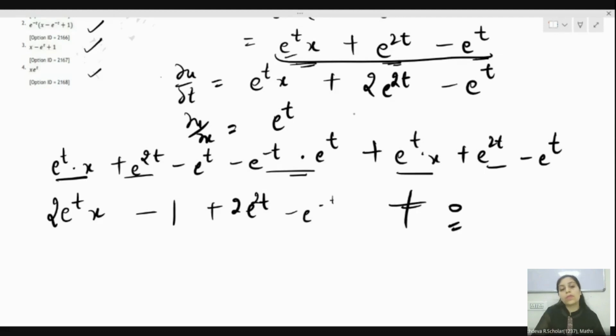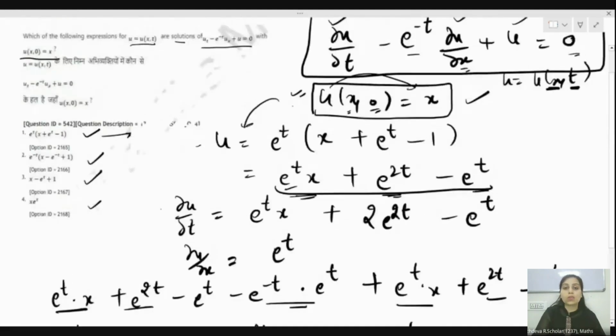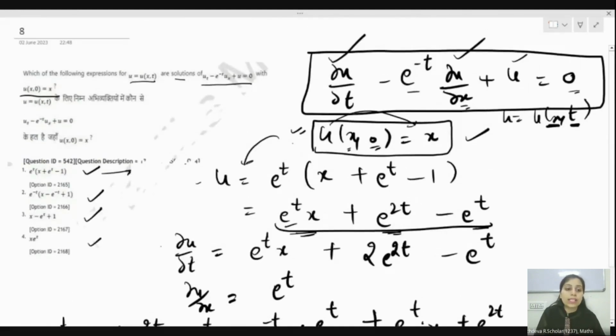So the first option will be cancelled because this is not satisfying the given equation. Similarly, we can check the second, third, and fourth options. Here we can see third and fourth are the simpler type of equation. So we can first check third and fourth, then we can check the second also. If both are cancelled, then automatically the second will be true.